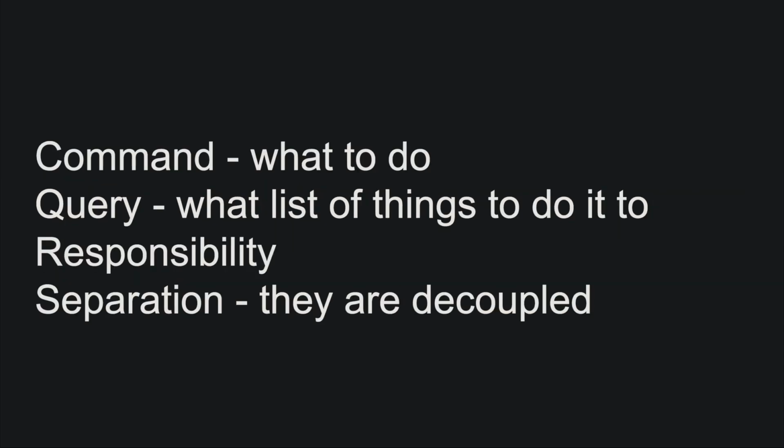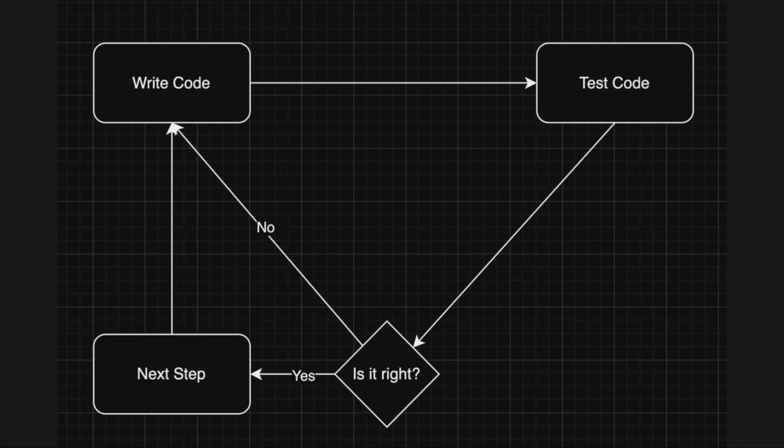Well, what is CQRS? CQRS simply stands for Command Query Responsibility Separation. A command refers to what to do. A query defines what list of things to do it to. Responsibility separation means they are decoupled. An example of CQRS would be adding a list of items to a grocery cart. It could mean querying for a list of tickets in your backlog that are older than 6 months and deleting them.